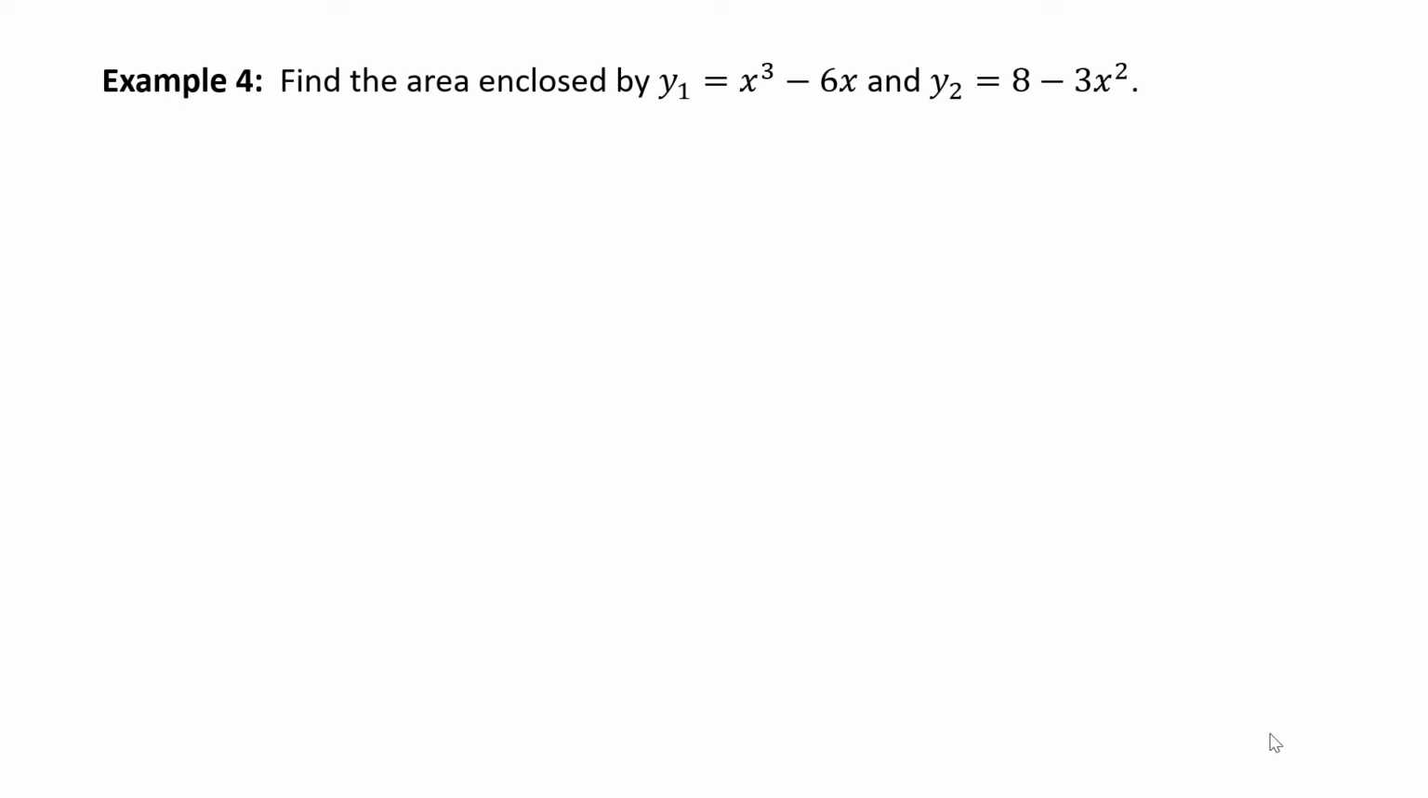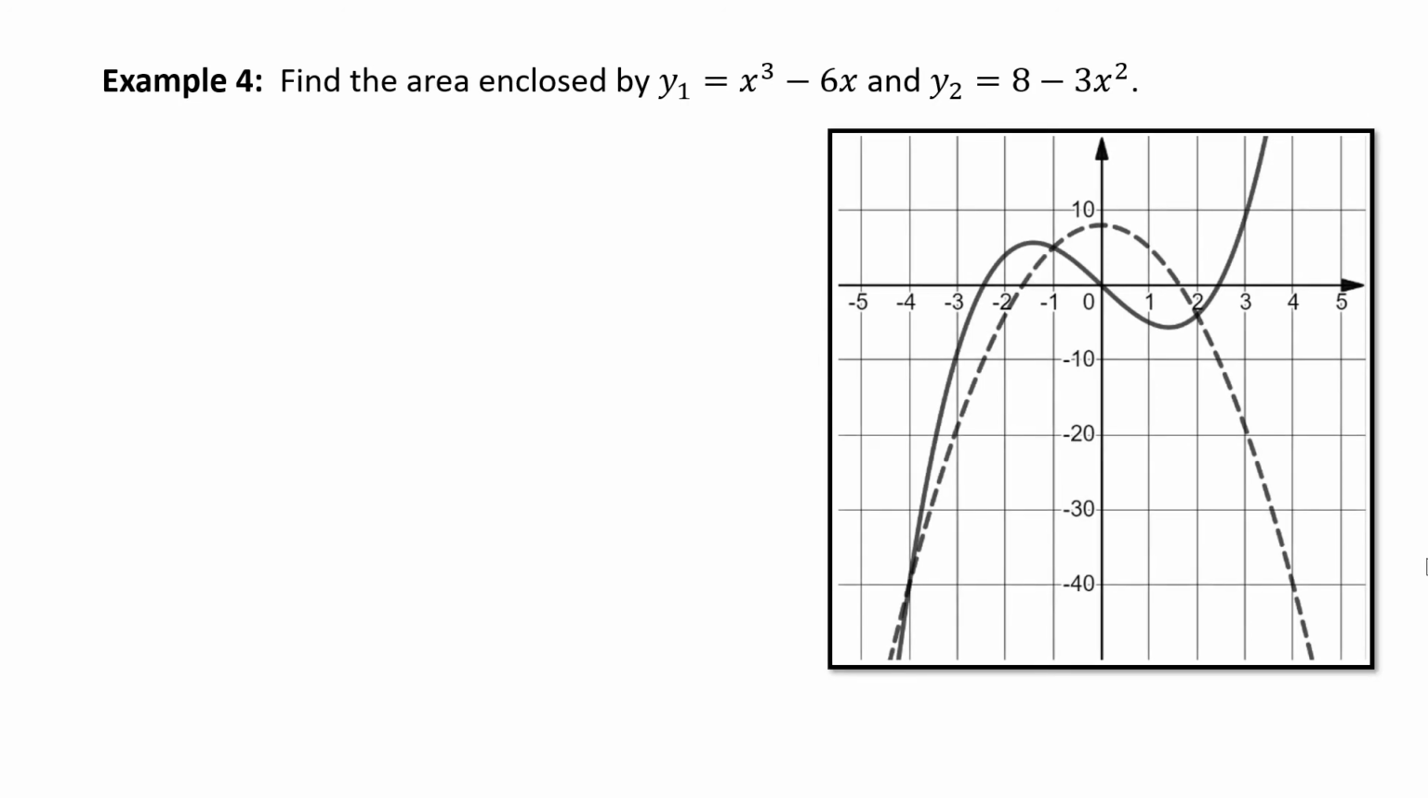Let's go back to the original problem. Find the area enclosed by y sub 1 equals x cubed minus 6x and y sub 2 equals 8 minus 3x squared. This problem does not give x values, so we need to determine the points of intersection. To find the area of the region, we need to sketch the graphs of the two functions on one xy plane. Y sub 1 is a degree 3 polynomial that rises through the third quadrant into the second quadrant, turns downward, goes through the origin, and turns to rise again in the fourth quadrant.